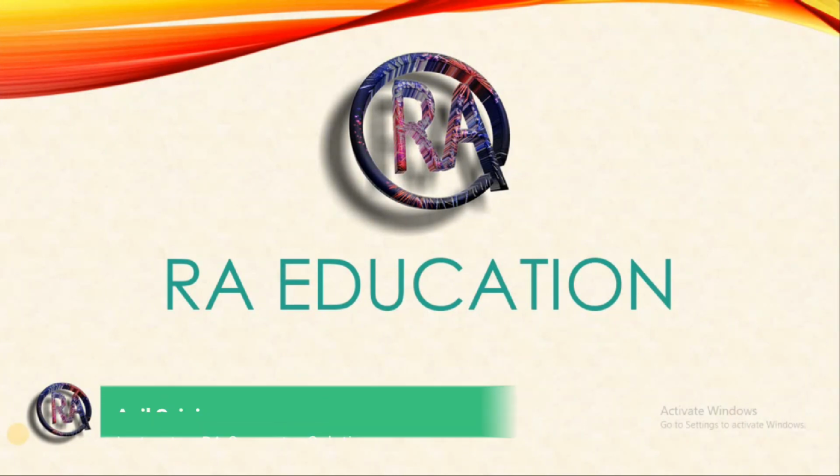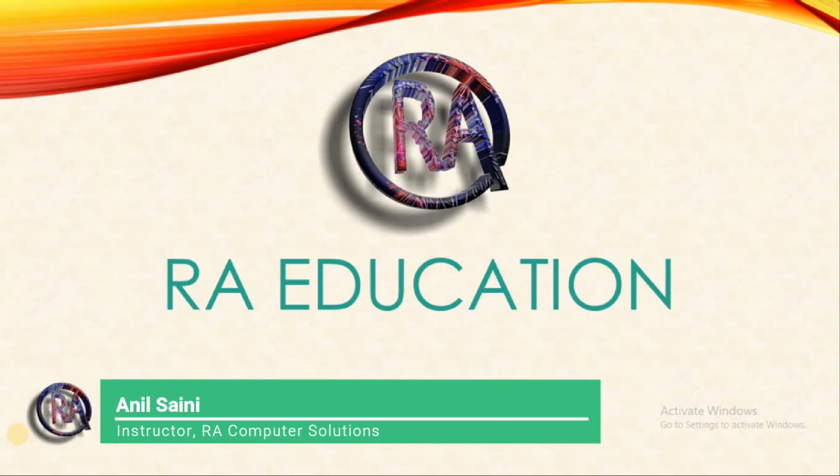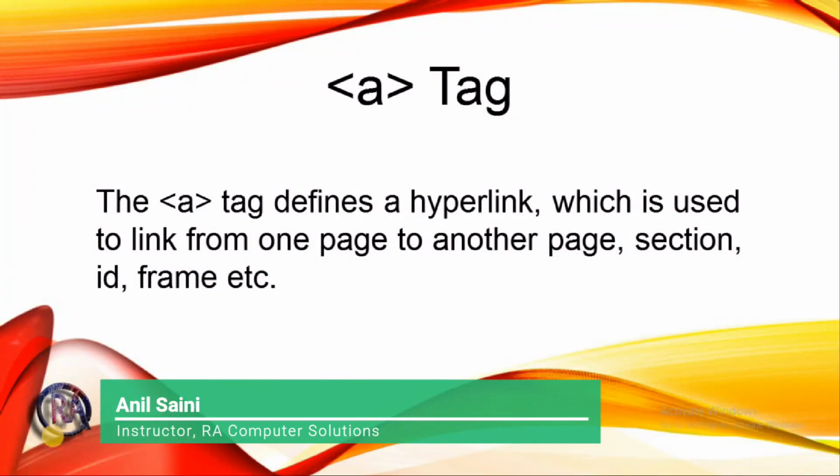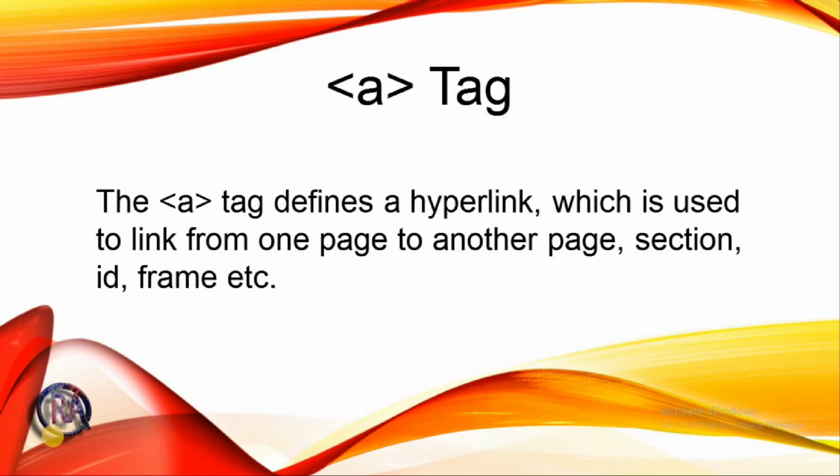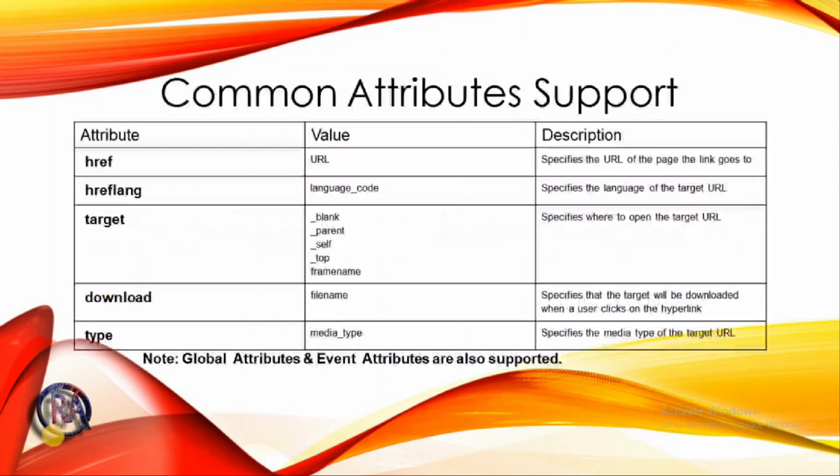Today we will learn about the a or anchor tag in HTML. So let's start. The a or anchor tag defines a hyperlink, which is used to link from one page to another page, section, ID, or frame. For example, it can be used to link the web pages of the same website or some external web pages on the internet. Now let's discuss some common attributes supported by the a or anchor tag.